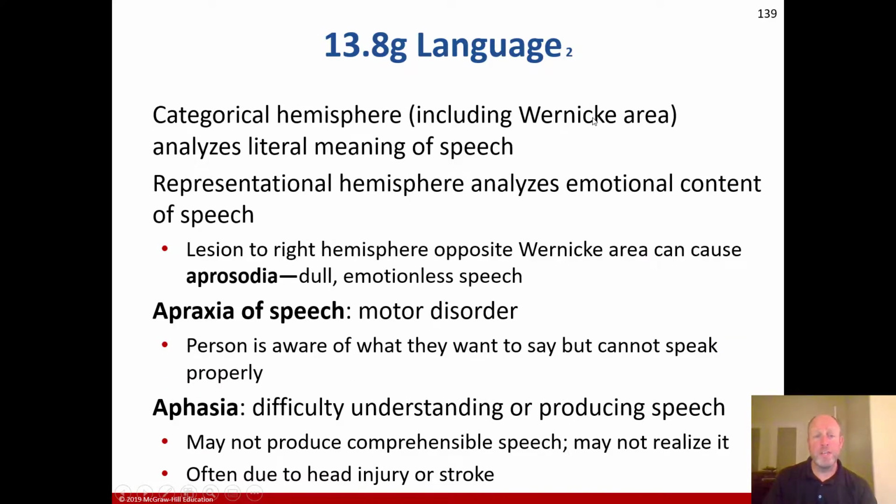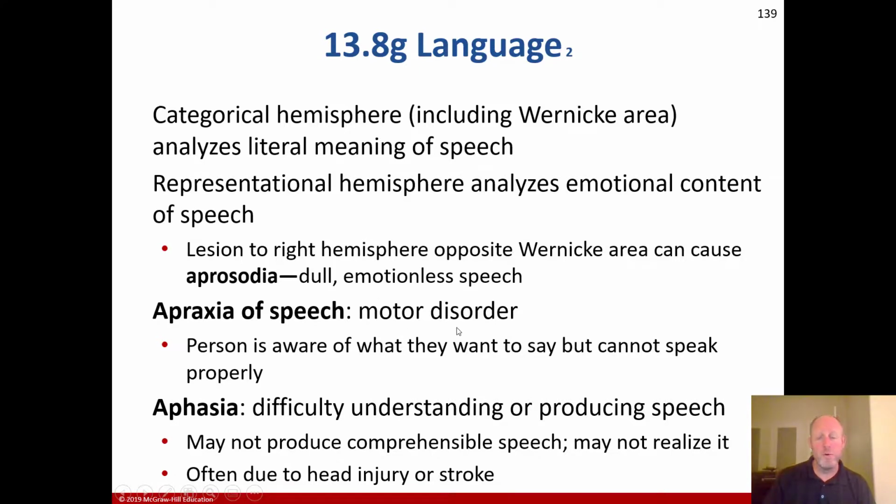The categorical hemisphere, including the Wernicke area, analyzes the literal meaning of speech. The representational hemisphere analyzes the emotional content of speech. A lesion to the right hemisphere opposite the Wernicke area can cause aprosodia, which is dull, emotionless speech. Which we've all heard someone do at some point or another, hopefully not a pervasive disease. It would be a very unfortunate problem for anyone.